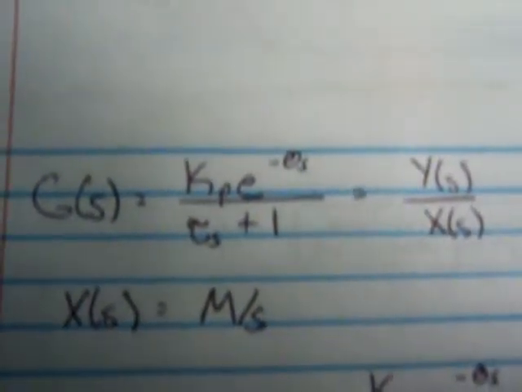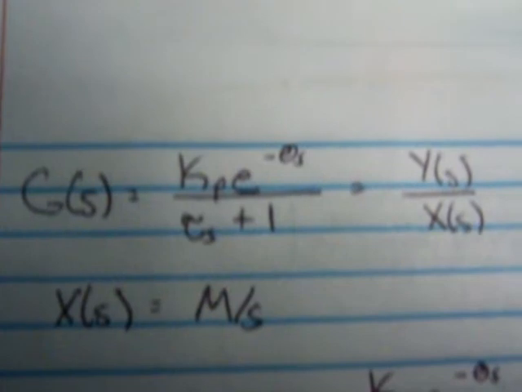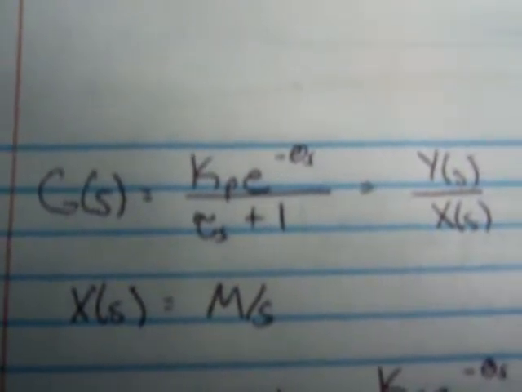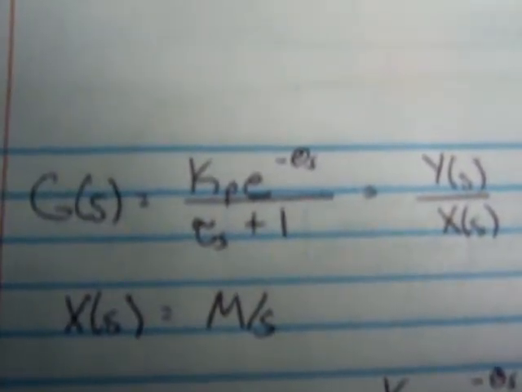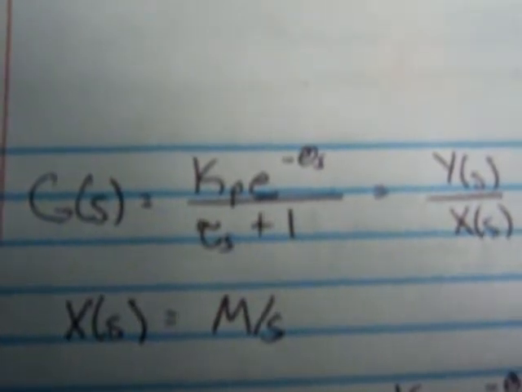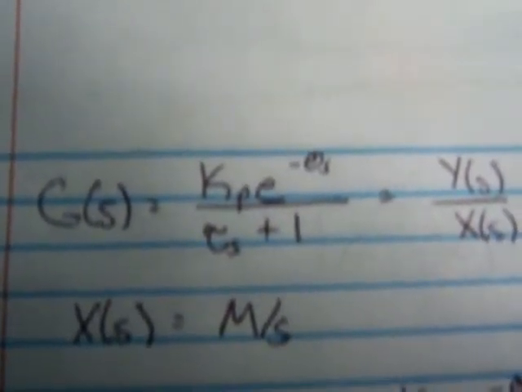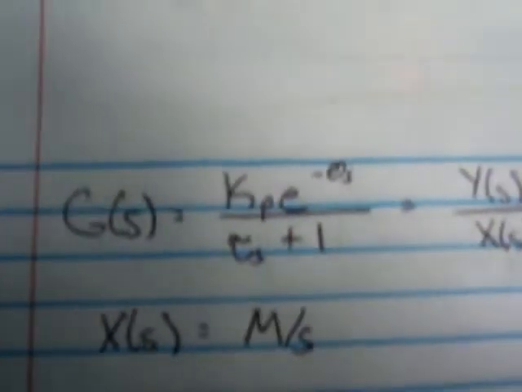Here you have your transfer function for a first-order plus dead time system: your process gain, times your dead time function, which is e to the negative theta s, all over tau s plus 1. Your step change input of height m in the Laplace domain is m over s. When you multiply those together to get your output function, this is what it's going to look like.